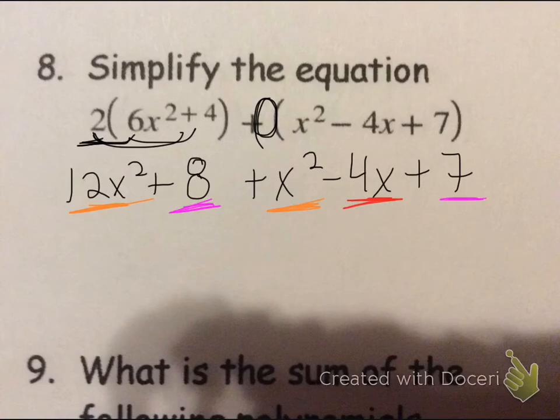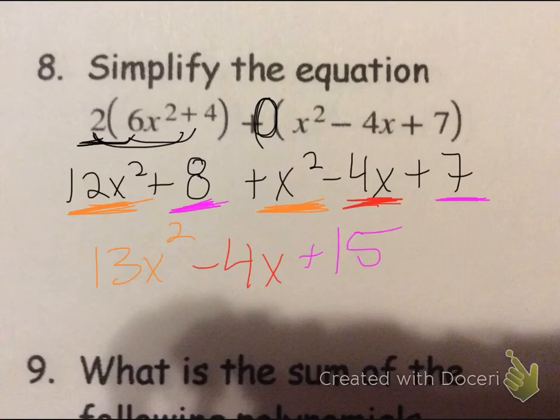So let me go on ahead, and I've got my 12x squared. I'm going to add my 1x, and that gives me 13x squared. And now I want to do my x's, minus 4x. And now I'm going to add my coefficients. I have an 8 plus 7. That's 8 plus 7 is 15. And I'm done. That's it. That's how easy this is.